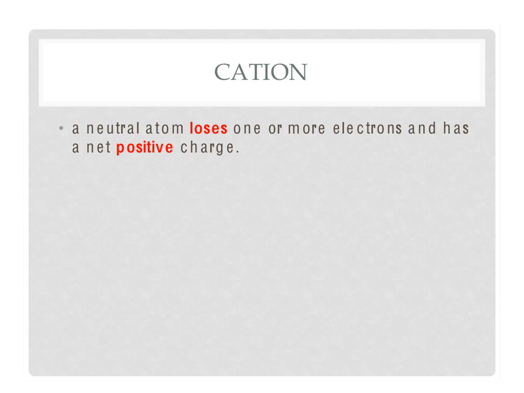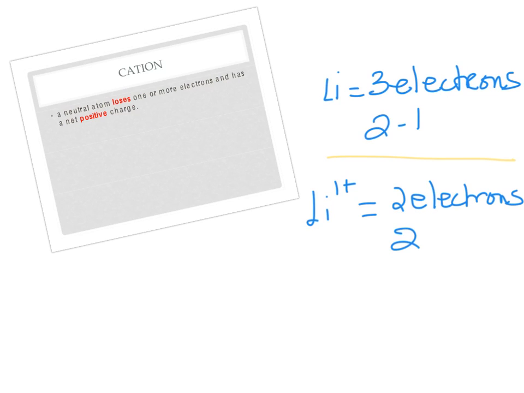Now, a cation is when a neutral atom loses one or more electrons and has a net positive charge. Let's take a look at an example. Lithium has 3 electrons in its neutral state or in its ground state with an electron configuration 2-1. That means that this valence electron 1 can be given up. So if it gives it up, it becomes a cation, which now makes it 2 electrons with a configuration of 2 only. Note that to write the symbol for this, we write Li and then 1 positive charge.